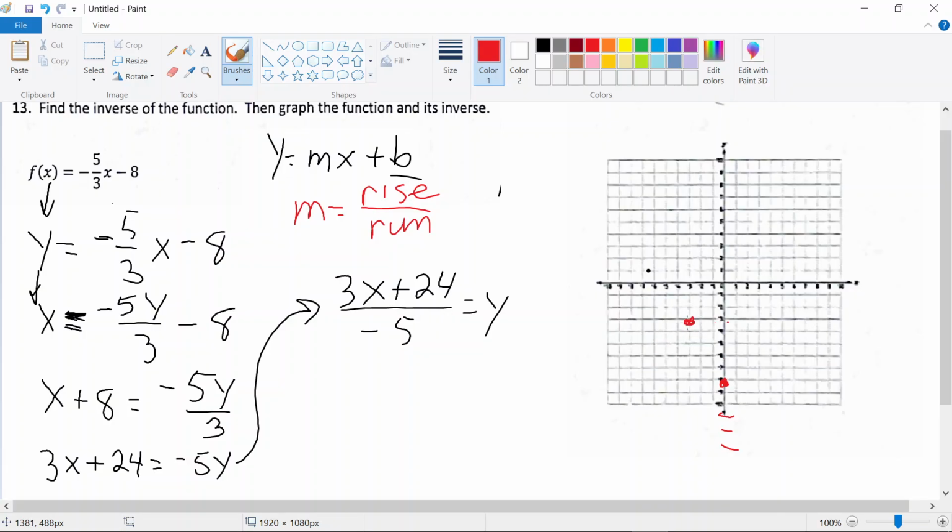And then there, I am not an artist. You can draw the best line you can between those two. I'll draw the best one I can. And it looks something like that. So that's the original function.